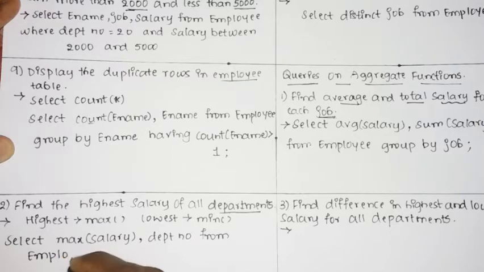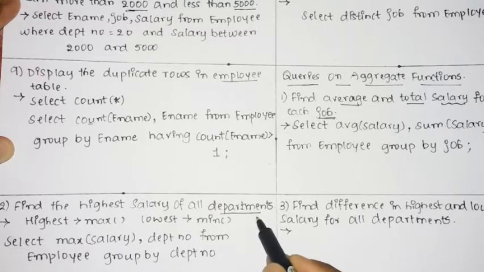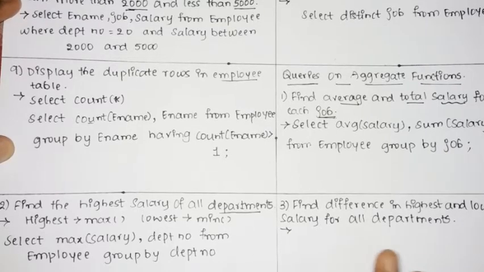So from employee, then after that you are going to group it by department number. Of all the departments they have specified, means you need to display department number also. So select the max of salary, comma, department number from the employee, and you need to group by department number. So similarly we shall see one more query, or the last query.